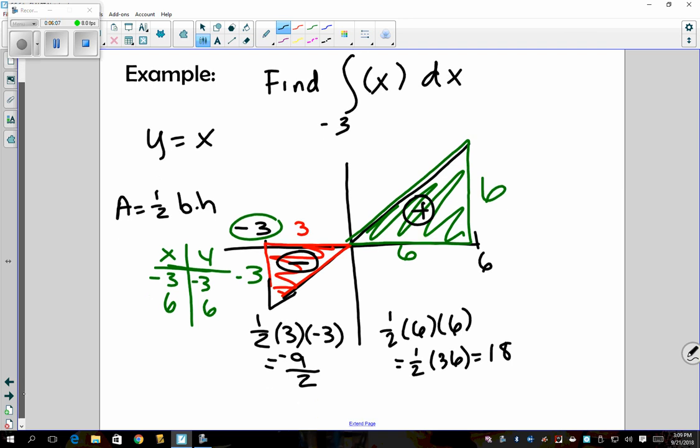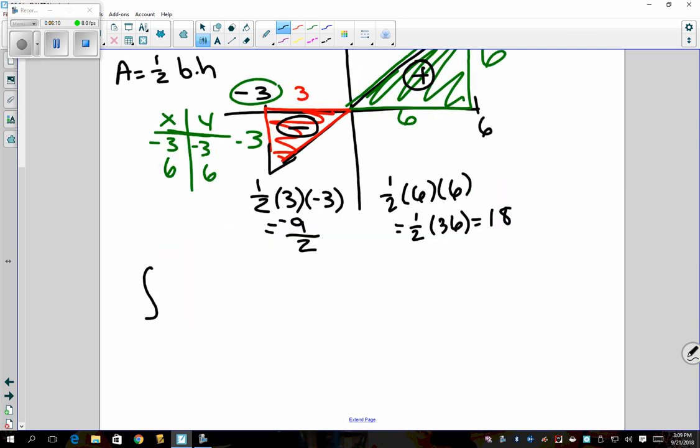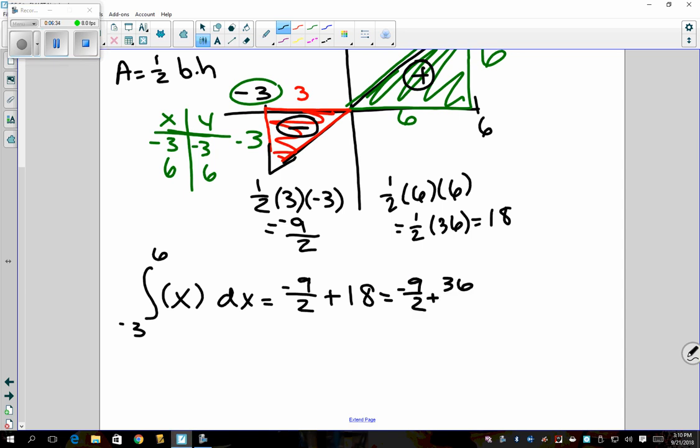So when I'm finding the integral from -3 to 6 of our function x dx, we have to split it up into the positive and the negative part. So I'm just going to take -9/2 plus 18. If I change this, -9/2 plus 36 over 2, I'm going to get 27 over 2. So this is my total area, or my total integral from -3 to 6 of x.